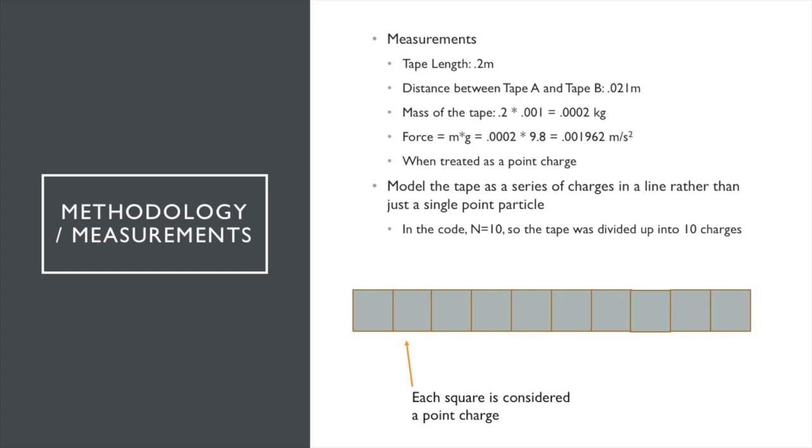In this lab, compared to in Lab 1, the tape will be modeled as a series of charges in a line rather than just as a single point particle. In the code, n equals 10, so the tape was divided up into 10 charges, as shown below. For this lab, the starter code is given and adapted using values I got during my experiment.